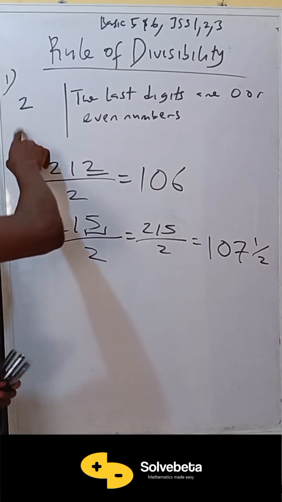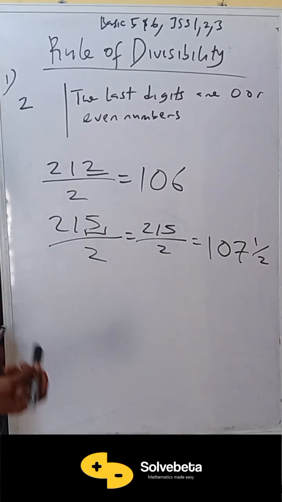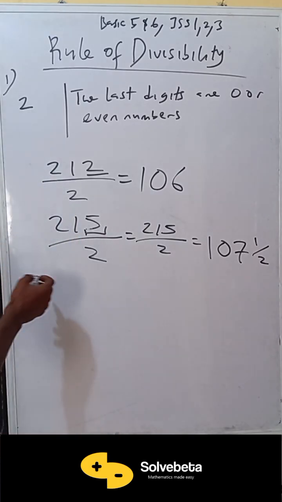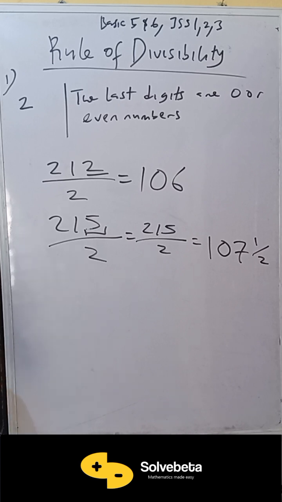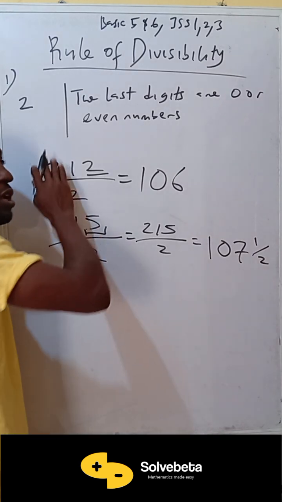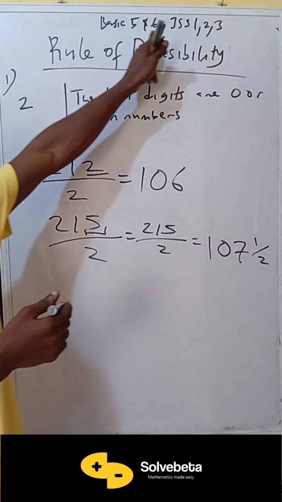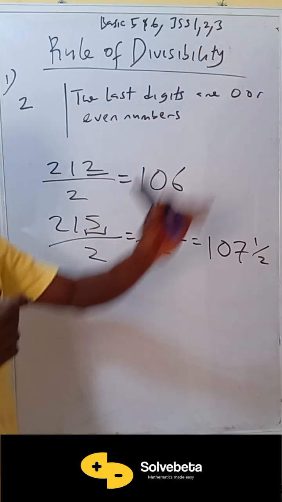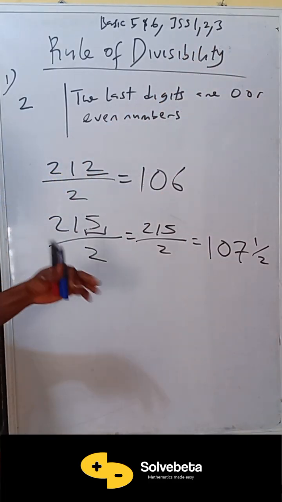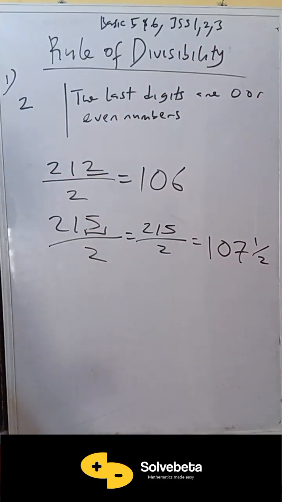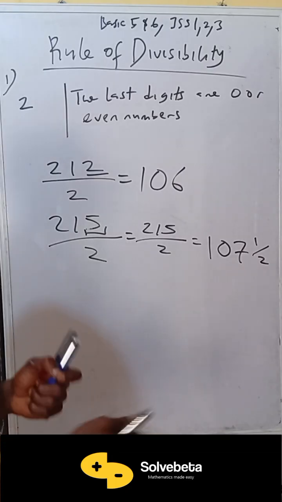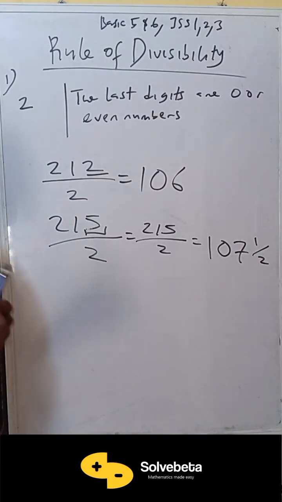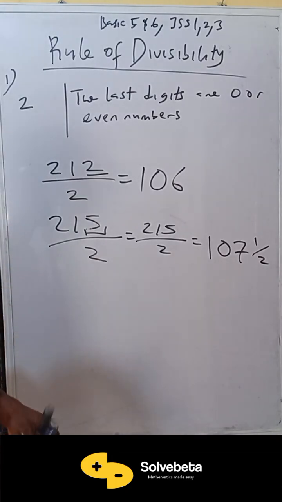So that's the rule of divisibility of 2. You can pick any number and try it yourself. The reason why I'm teaching this is that in certain topics in basic 5, basic 6, and junior 1, 2, and 3, you will be required to divide by prime numbers, the first 4 or 5 prime numbers. So you must be able to know when you can divide numbers and be confident in your division.